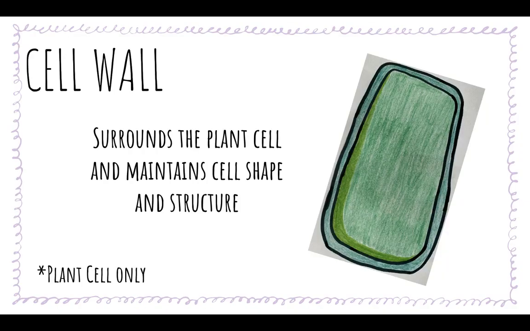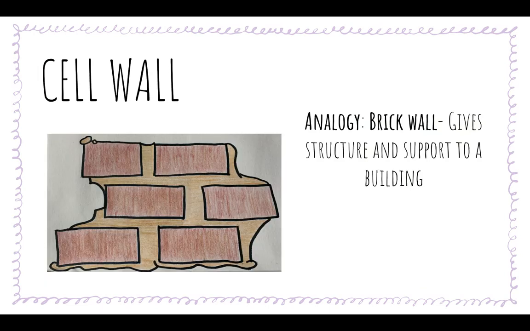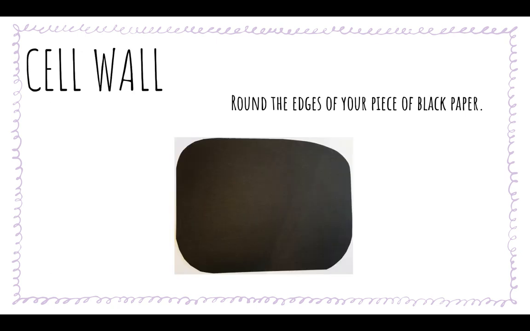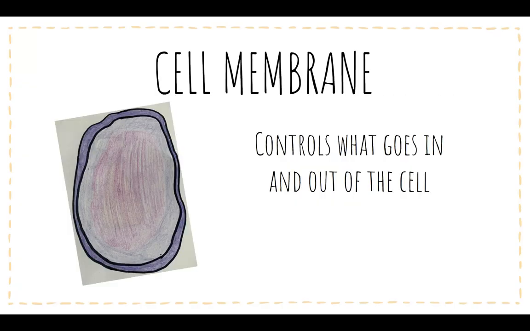Cell wall. Surrounds the plant cell and maintains cell shape and structure. Plant cell only. Analogy: a brick wall gives structure and support to a building. Cell wall: black paper. Round the edges of your piece of black paper.